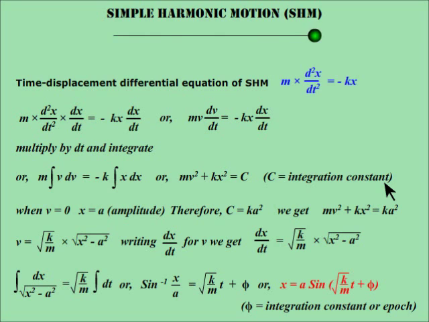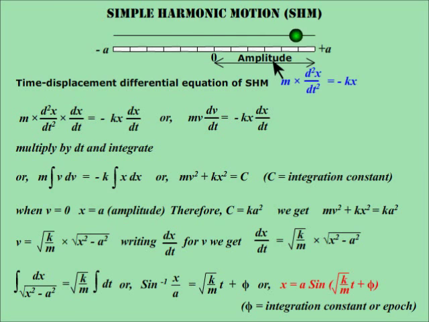Now at maximum displacement, which is called amplitude of SHM and is denoted by a, the particle changes direction and the velocity is 0. Putting x equal to a and v equal to 0, we get c equal to ka square. So we get this equation. Now we write dx/dt for v and get another differential equation. This is easily solved and this is the solution. Here integration constant is phi.